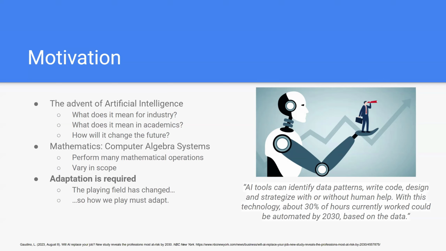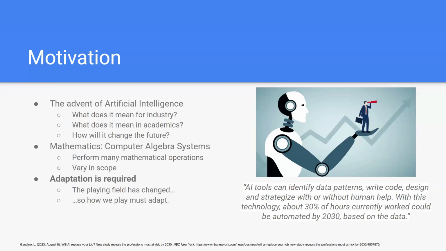In industry, AI is being used to optimize processes, improve decision-making, and drive innovation. For example, in healthcare, AI can analyze medical data to identify trends and predict outcomes, leading to better patient care. In finance, AI can detect fraudulent transactions and manage investment portfolios more effectively. In academia, AI can support research by analyzing large data sets and generating insights that would be difficult to obtain manually.